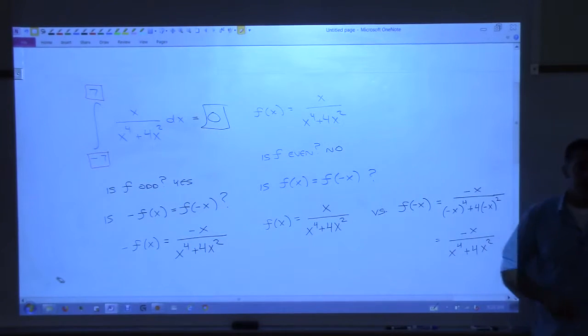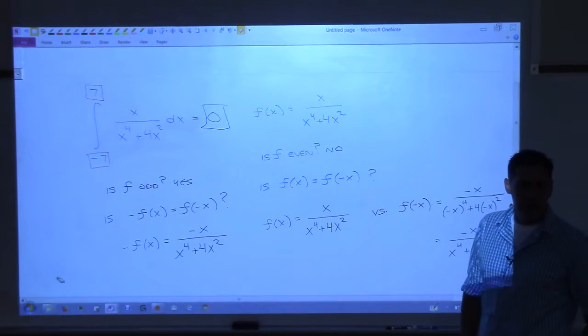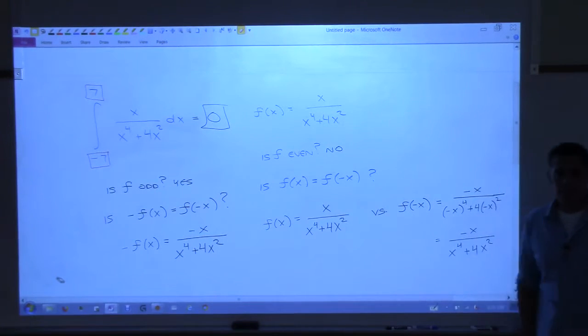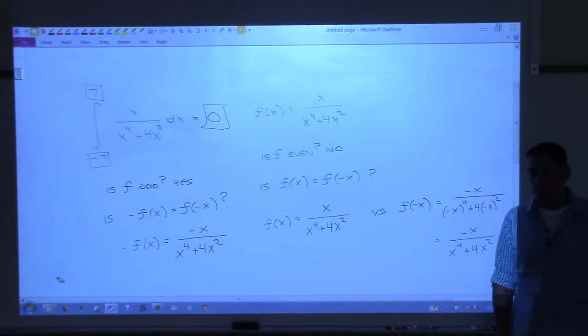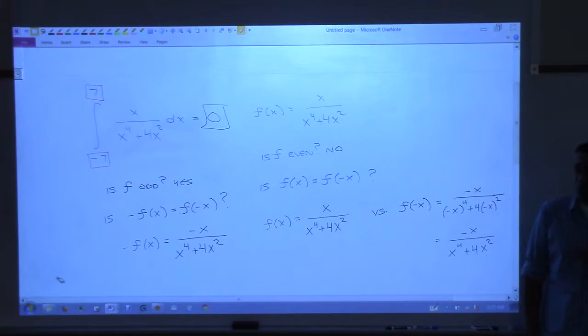Yes? So for a problem like this, would you want to see the work proving that it is odd? Yeah, if you're going to say straight away that that's 0, you need to show that it's odd. Sure. That, or you need to do partial fraction decomposition. And if you do that, you should get 0.